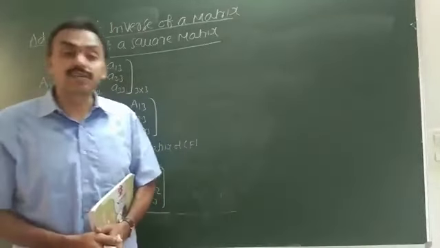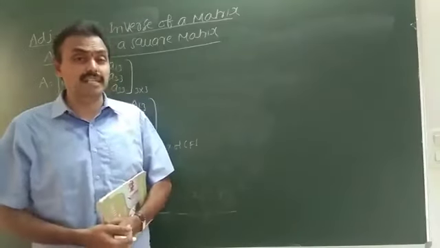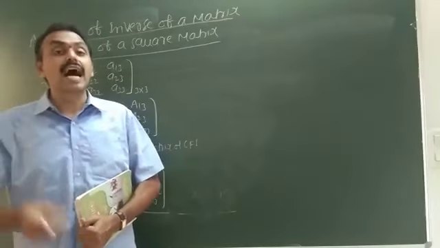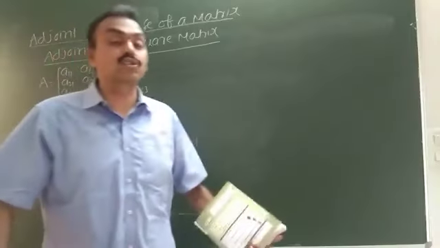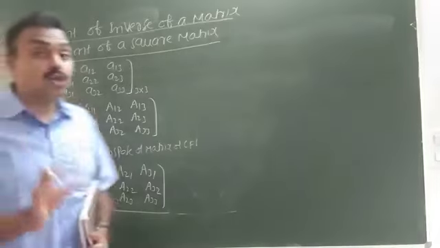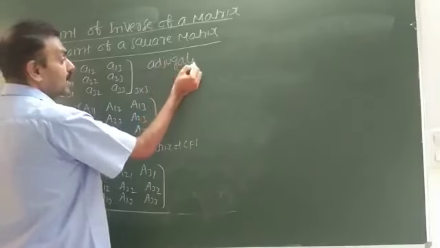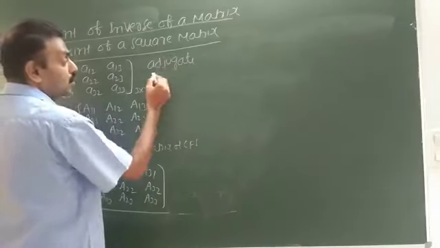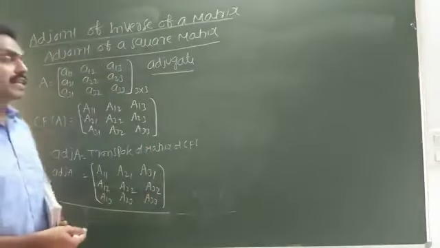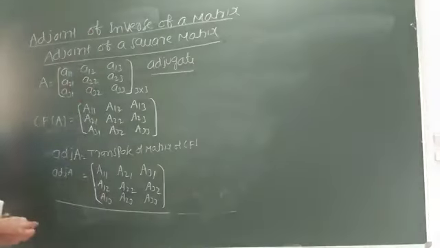The adjoint of a matrix A is defined as the matrix obtained by taking the transpose of the matrix of the cofactors. When you take the transpose of the cofactor matrix, you will be getting the adjoint of the matrix A. Remember, adjoint is also called the adjugate of a square matrix. Adjugate is the alternate word used for adjoint, and it is denoted by ADJ of A.